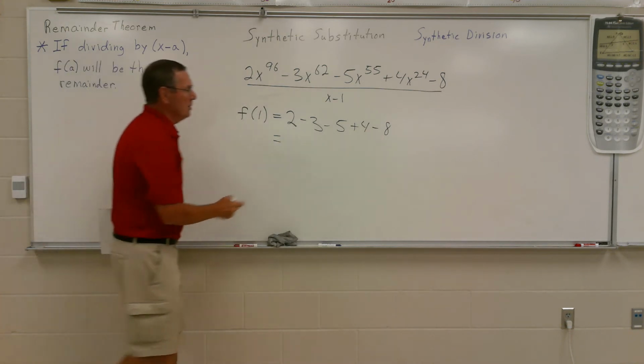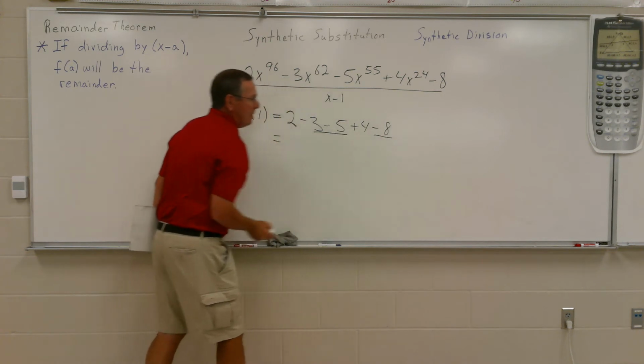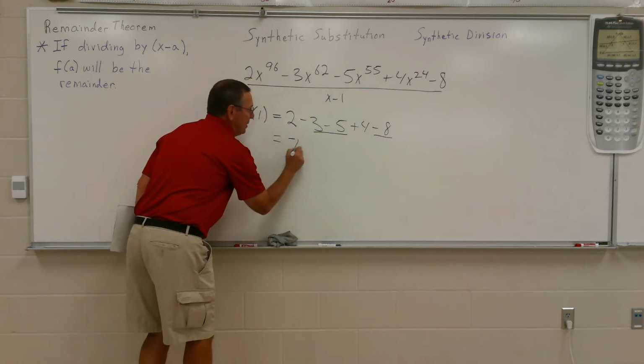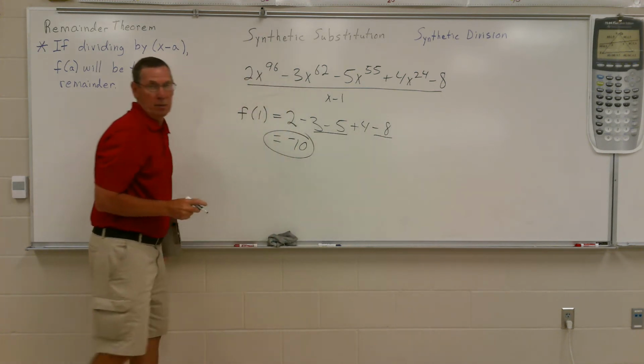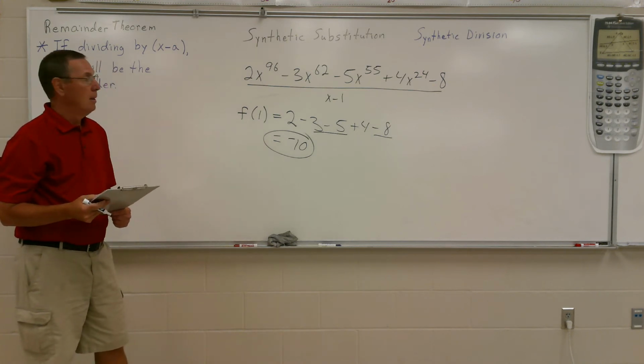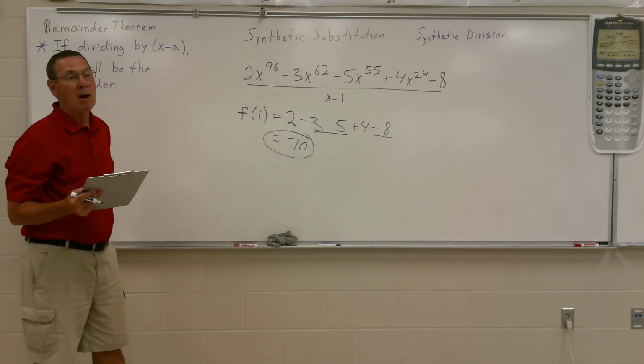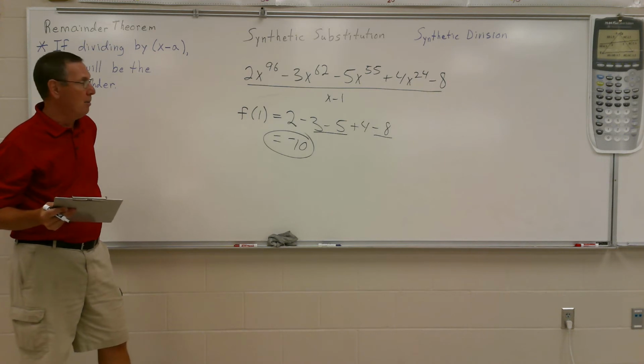Let's see what we have here. Negative 16 plus 6 would give us a negative 10. There's my remainder. We're done with that problem. And that is the easiest way to do this problem. This is exactly what you'll want to do on this problem.